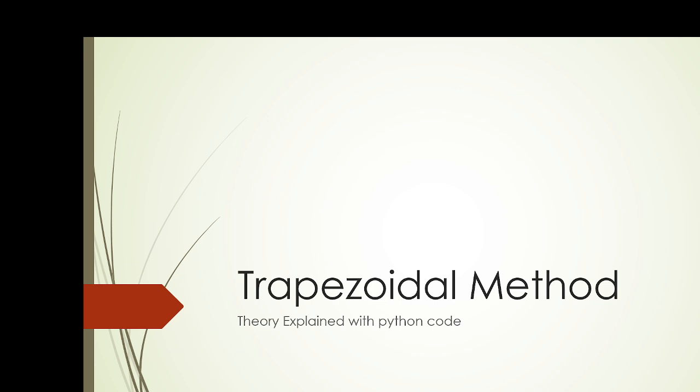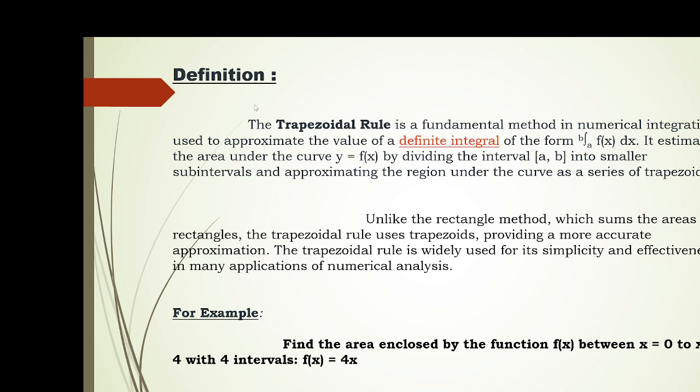In this session, I will explain a definite integration solving method called the trapezoidal method. So let's start. The trapezoidal method is a fundamental method in numerical integration used in approximating the value of a definite integral. Please note that the integral should be definite. That means its initial point and final point should be definite values.